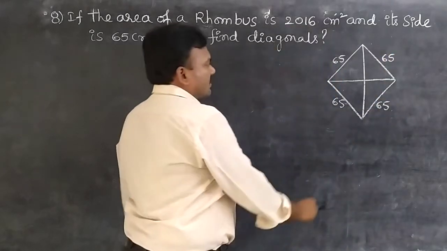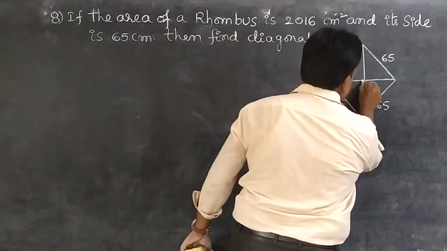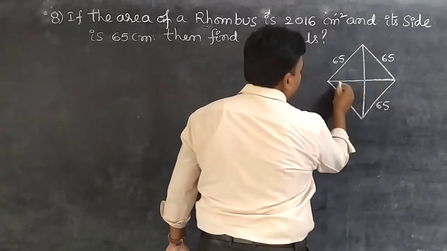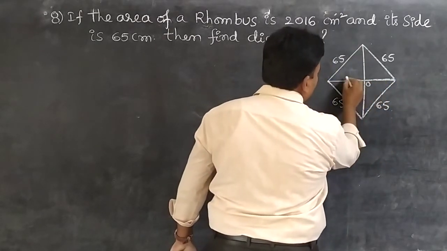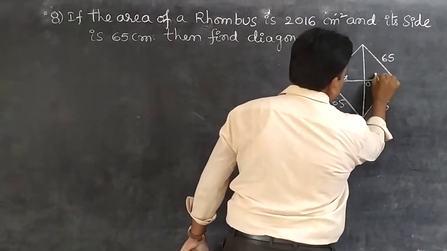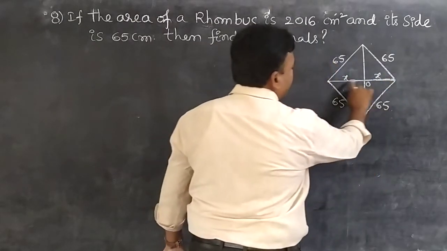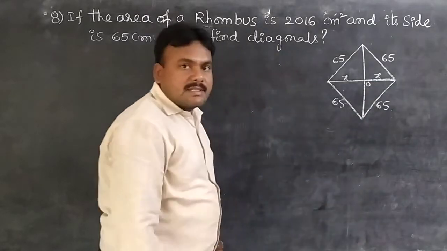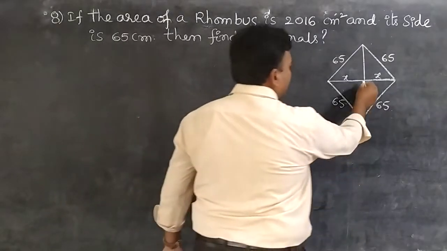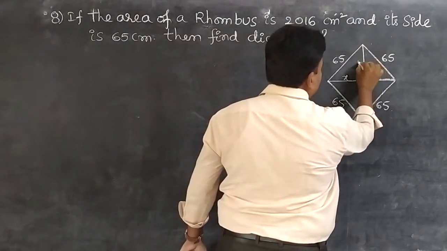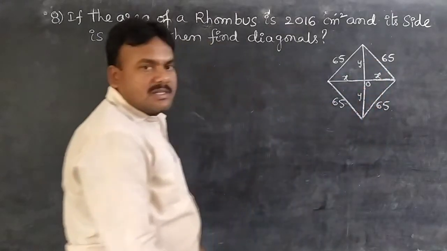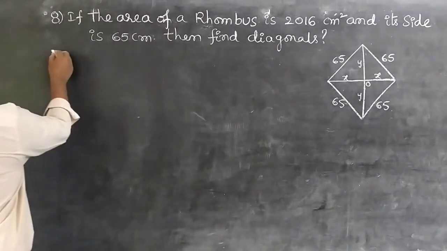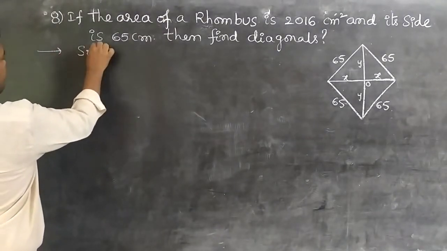So here the total diagonal is D1, students. Both intersect at O. Up to this part it is taken as x, and up to this part also x, so total D1 equals x plus x, 2x. And for D2, up to this part it is y and downside also y, so total y plus y, 2y, students. Right. Observe the solution carefully.